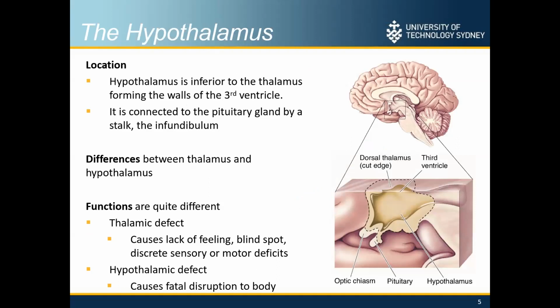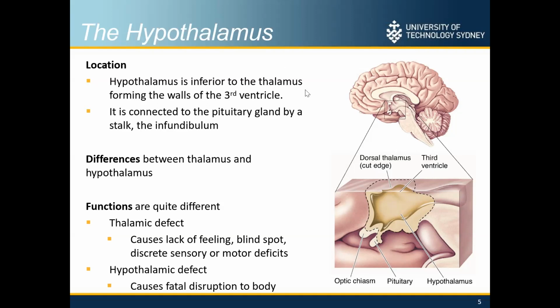Now, the hypothalamus is located just inferior to the thalamus. As the name suggests, hypo means below or underneath. Therefore, it's called the hypothalamus. This structure forms the walls of the third ventricle, and it is connected to the pituitary gland by a stalk called the infundibulum.